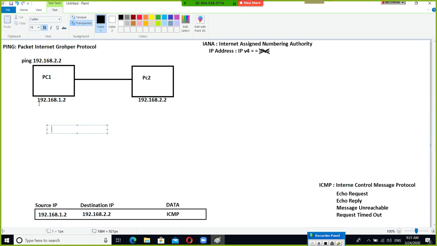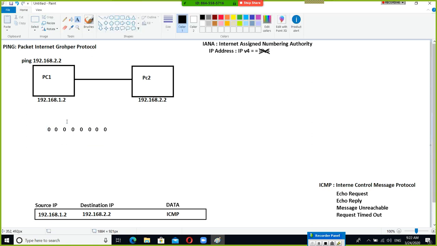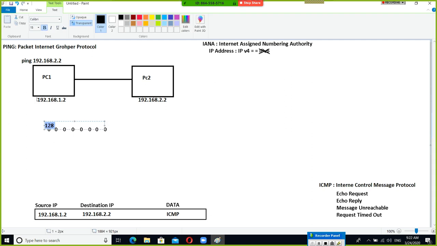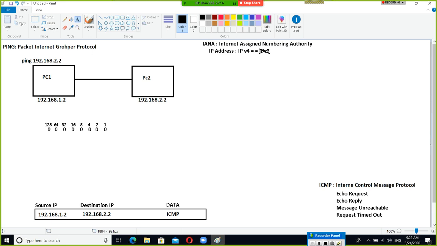So 1, 2, 3, 4, 5, 6, 7, 8. 8 bits makes one octet of an IP version 4 address. The bit values, from the left, are 128, 64, 32, 16, 8, 4, 2, and 1. This is a very important part to remember. We will be discussing the advanced part of binary subnetting later, but today this gives you an idea on how to calculate binary.